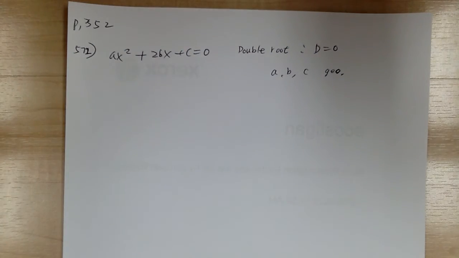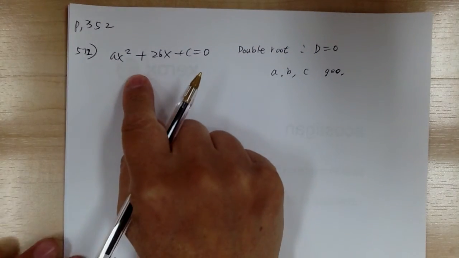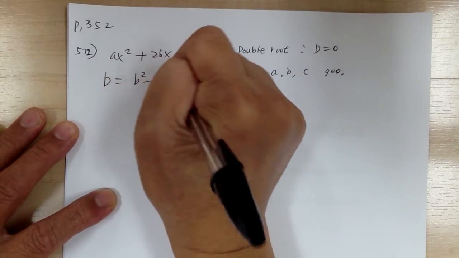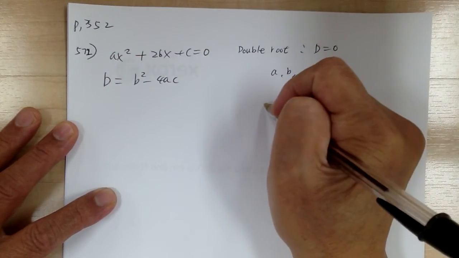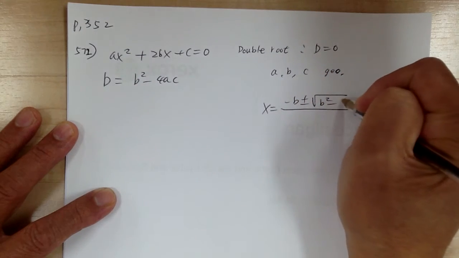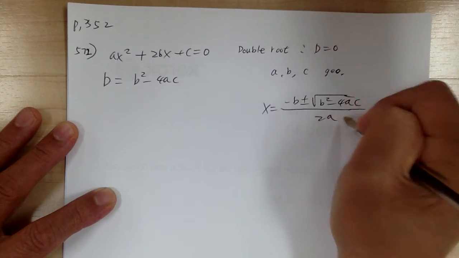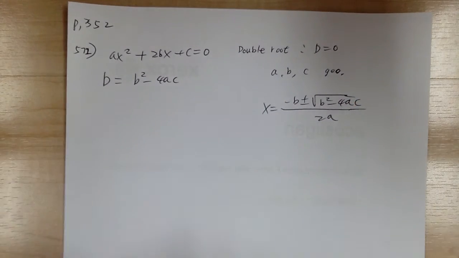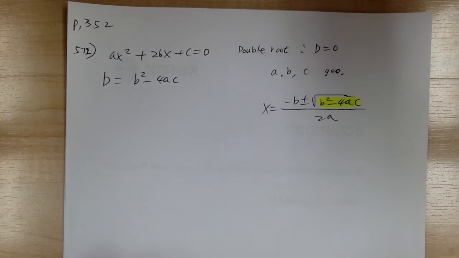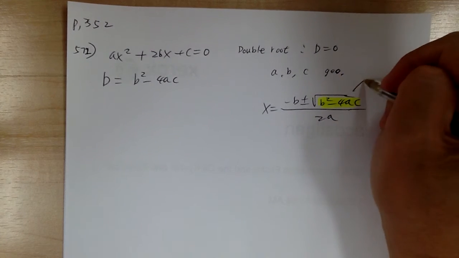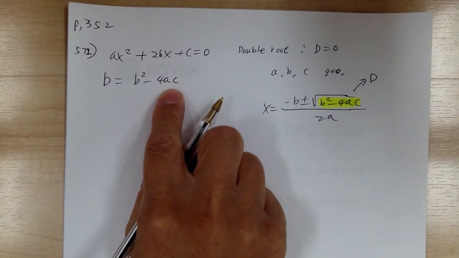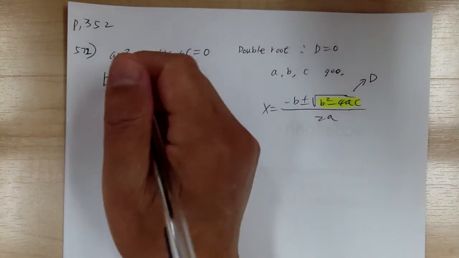Okay, so first, let's find the discriminant. The discriminant is equal to b squared minus 4ac. This came from the quadratic formula that x equals negative b plus or minus square root of b squared minus 4ac over 2a. So the discriminant is this over here. So this is your d. So d equals b squared minus 4ac. Since it's a double root, this is equal to 0.